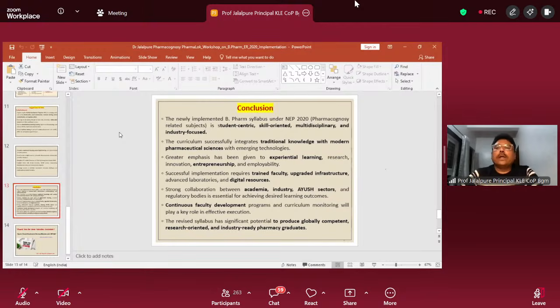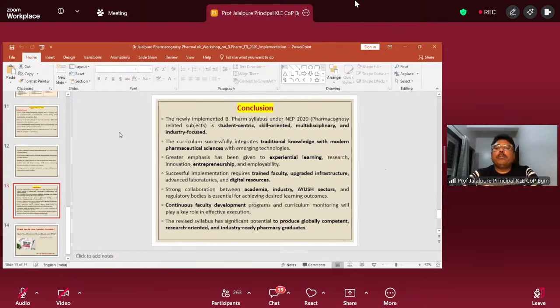So my conclusion on this day is that the newly implemented BPharma syllabus under NEP 2020, with respect to the pharmacognosy subject, and even with respect to all subjects, since I am presenting pharmacognosy, is student-centric, skill-oriented, multidisciplinary and industry-focused. The curriculum successfully integrates traditional knowledge with modern pharmaceutical sciences and emerging technologies. Then greater emphasis has been given to experiential learning, research innovation, entrepreneurship, and employability.